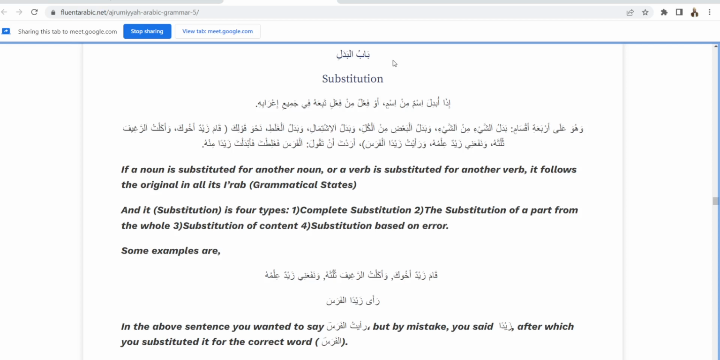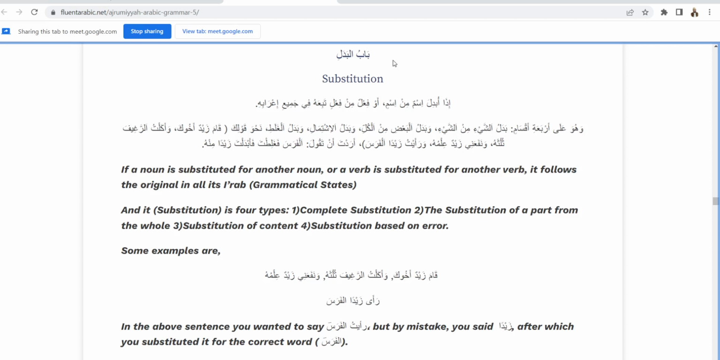If a noun is substituted for another noun, or a verb is substituted for another verb, it follows the original in all its i'rab grammatical states, and the substitution is of four types. Number one, complete substitution. Number two, the substitution of a part from the whole. Number three, substitution of content. And number four, substitution based on error.